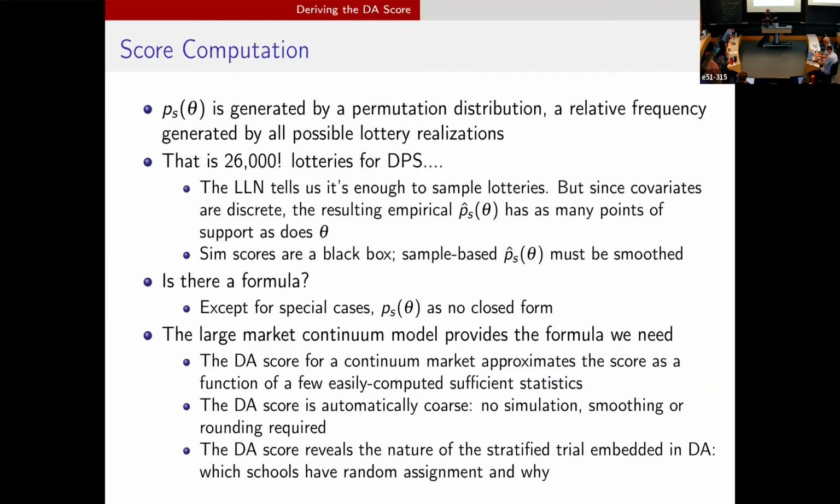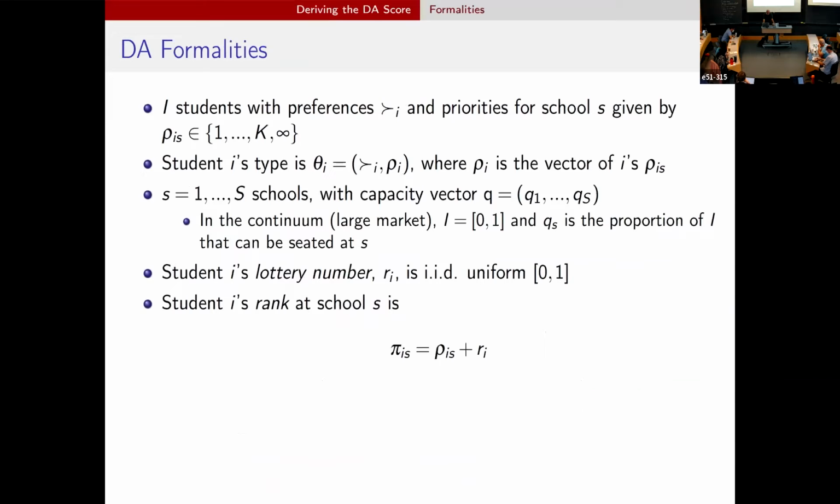So if I want to apply it in a finite economy, you can think of our formula as giving you a formula that you don't have to smooth or round or do any kind of simulation. And then finally, as I mentioned, the score will tell us why schools have random assignment. Okay, and I'm going to show you an example there because that's something that's quite surprising. So let's now get into a little bit of notation. Okay, so the goal here is I want to give you the DA score.